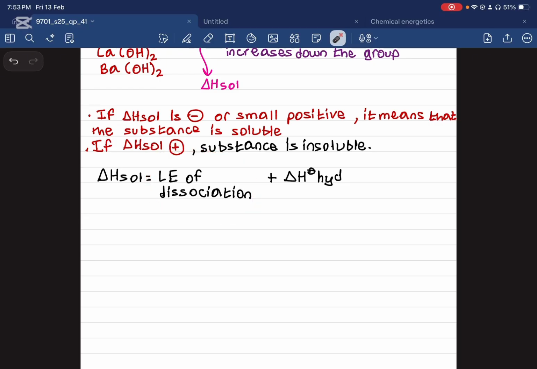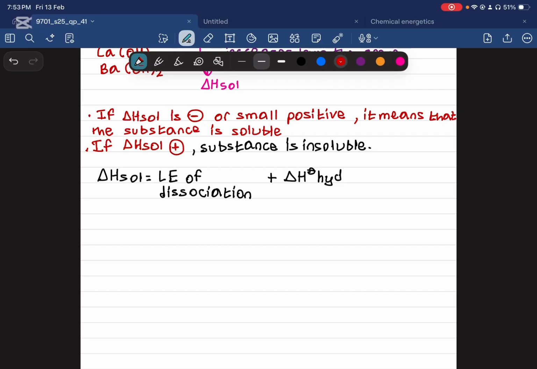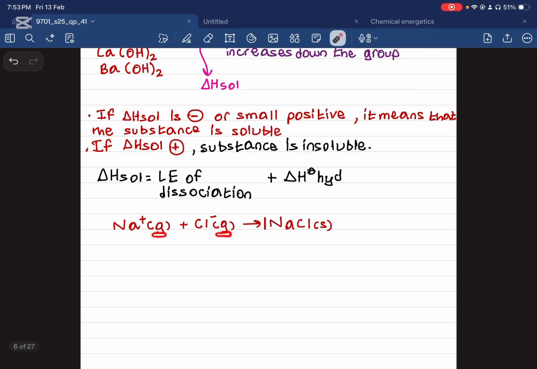So, what have you learned about lattice enthalpy? When gaseous ions react together to form 1 mole of ionic solid, the energy released is called lattice enthalpy. So, let's say you have a gaseous sodium ion and a gaseous chloride ion, they react together to form 1 mole of ionic solid, which in this case is NaCl. It's called lattice enthalpy. Because bond forming occurs, and is bond forming exothermic or endothermic? Bond forming is exothermic.